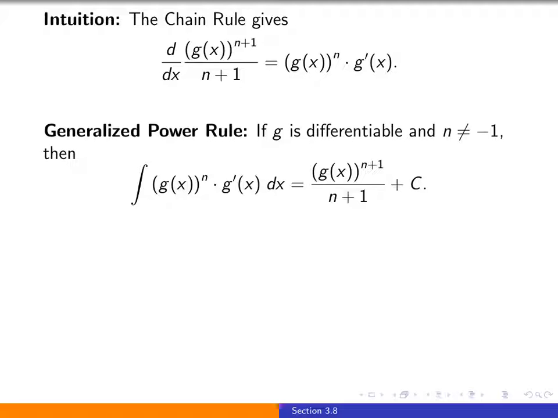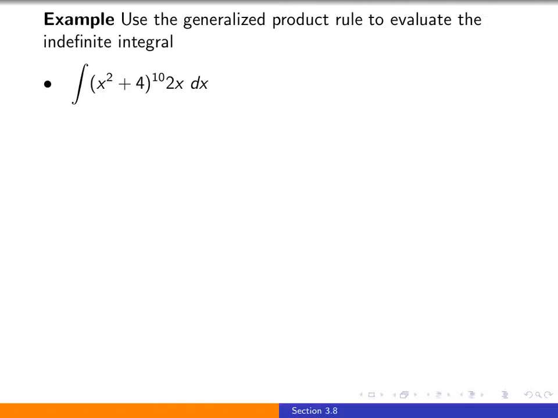And just to foreshadow a bit, in the next chapter, this is something that we will eventually refer to as a substitution. So let's use this generalized power rule to evaluate a few examples.